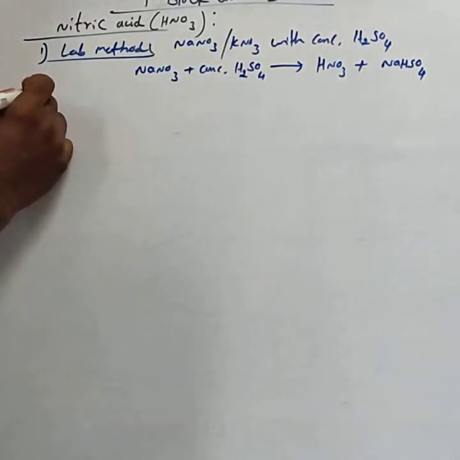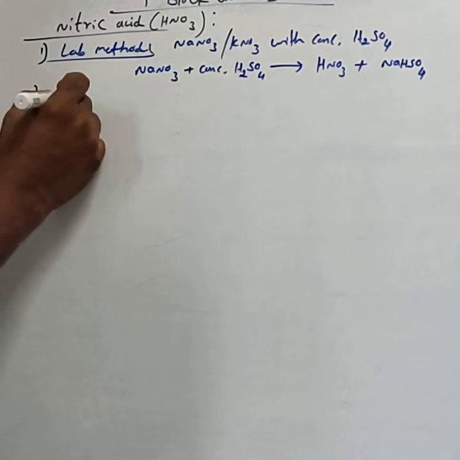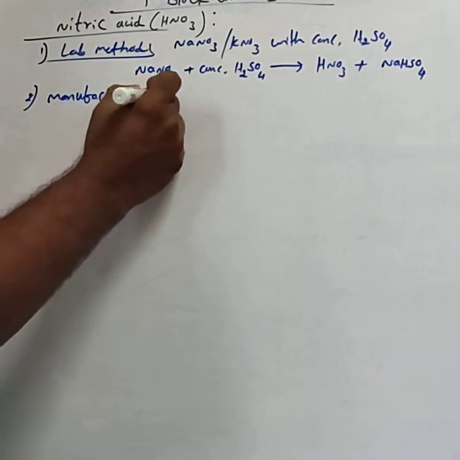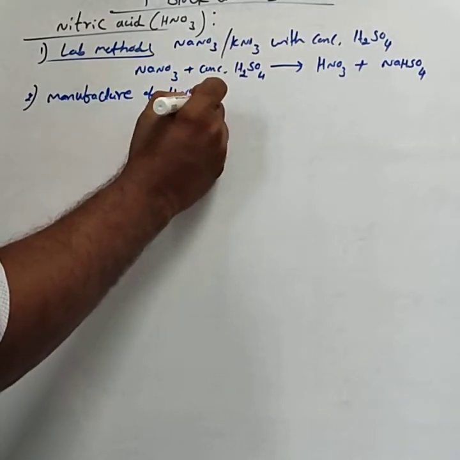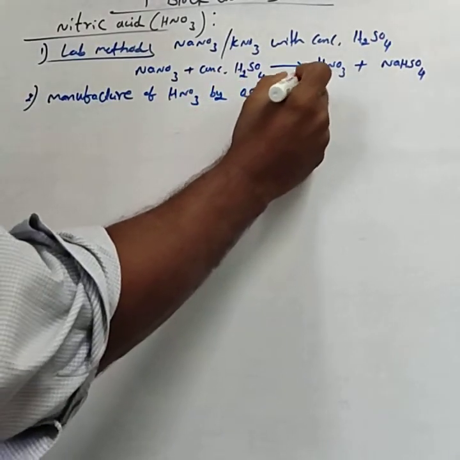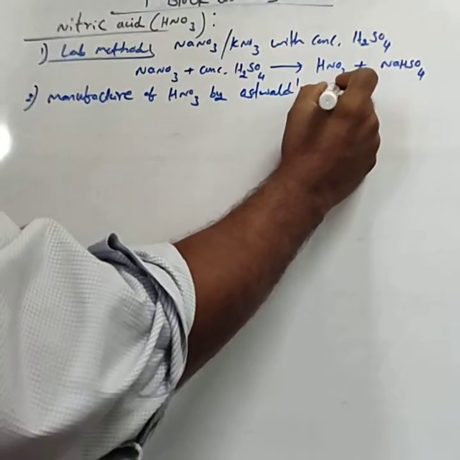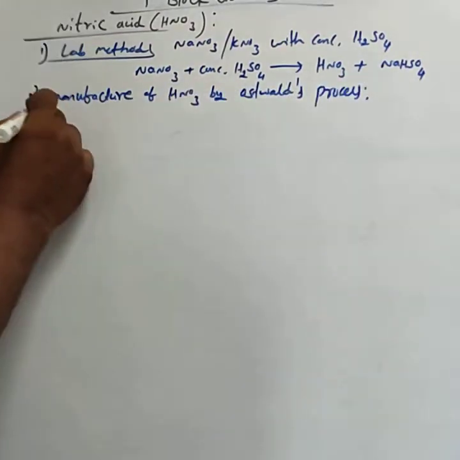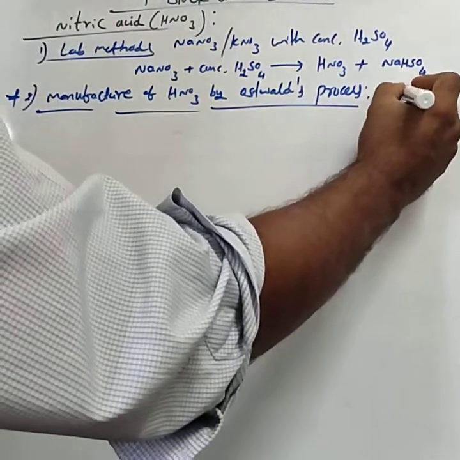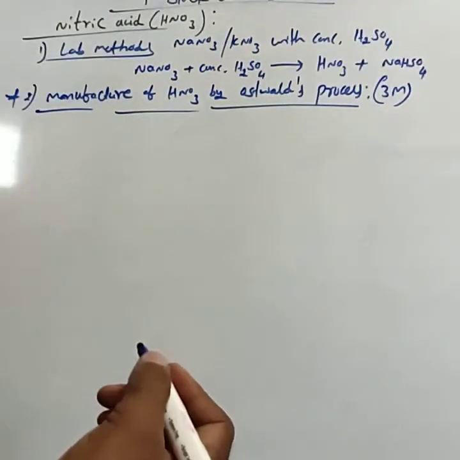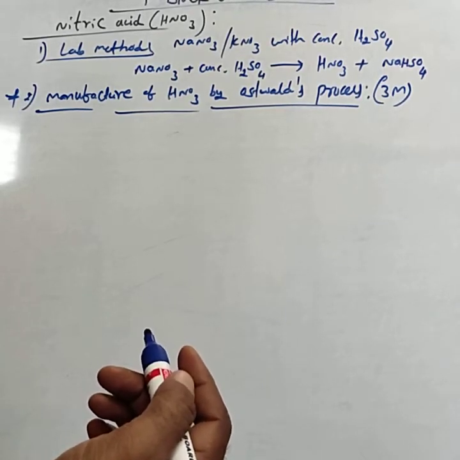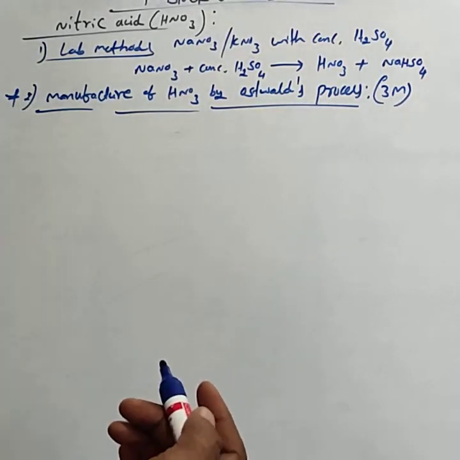The second method is manufacture, that is the commercial method. Manufacture of HNO3 by Ostwald's process. This is very important for the 3 marks. Either they ask ammonia by Haber's process or HNO3 by Ostwald's process.